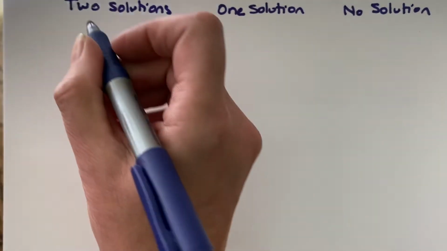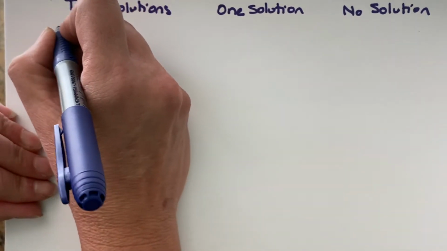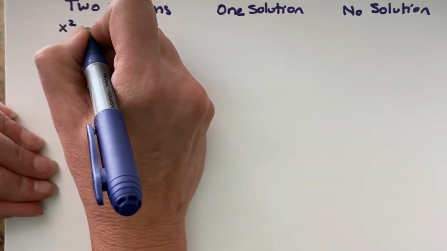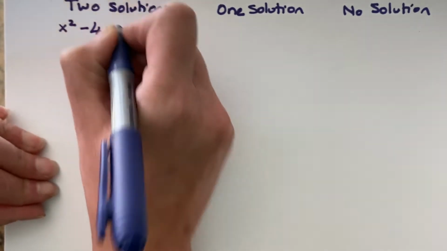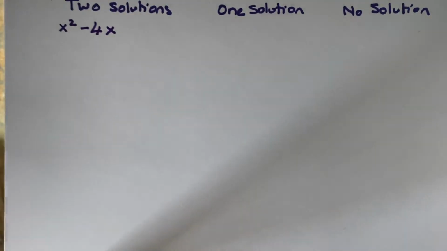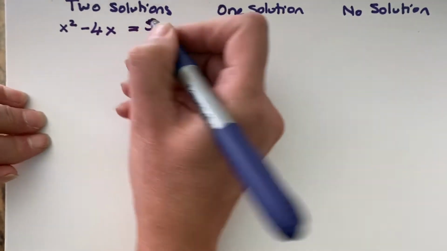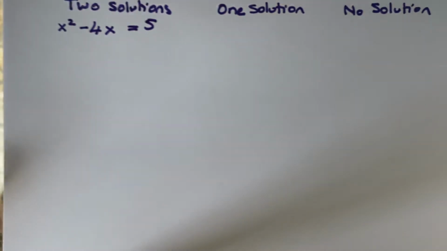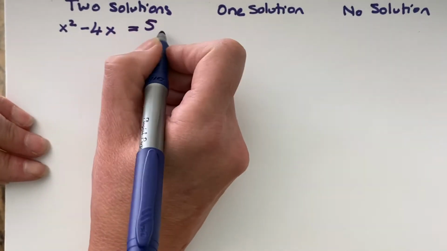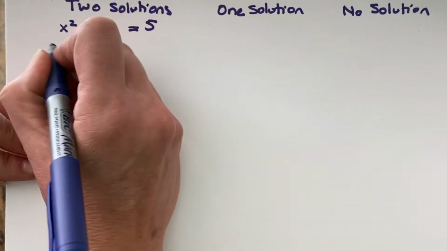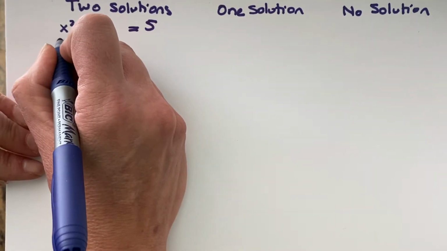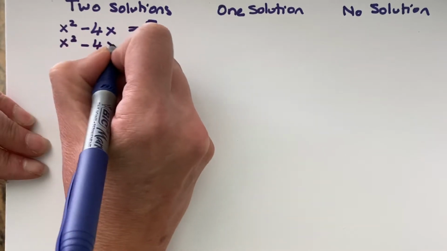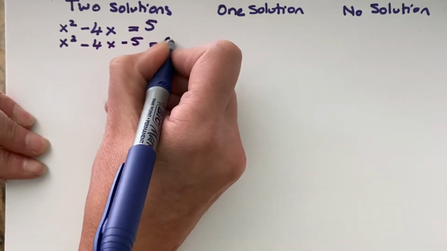Let's start with two solutions. X squared minus 4x equals 5. They're making it a little harder because they're forcing you to think through, wait a minute, it's not in standard form, right? It's not equal to 0. And so you know, because we've been doing this so much, that if you subtract 5 from here and from here, we're going to get 0 on this side. So let's go ahead and do that. X squared minus 4x minus 5 equals 0.